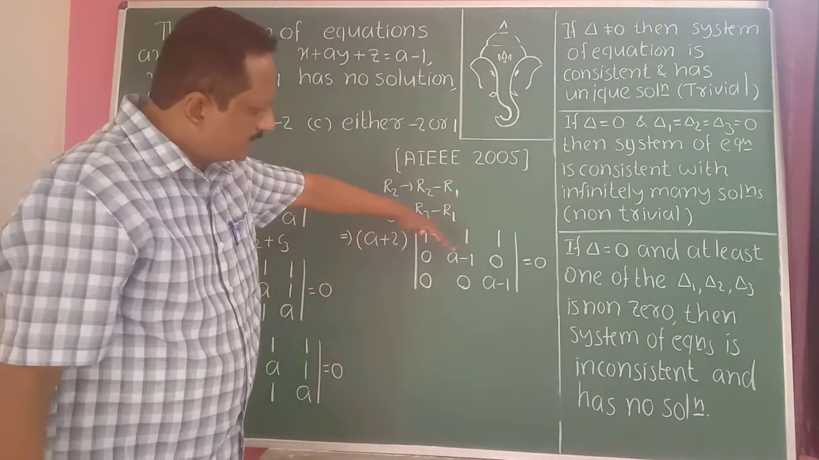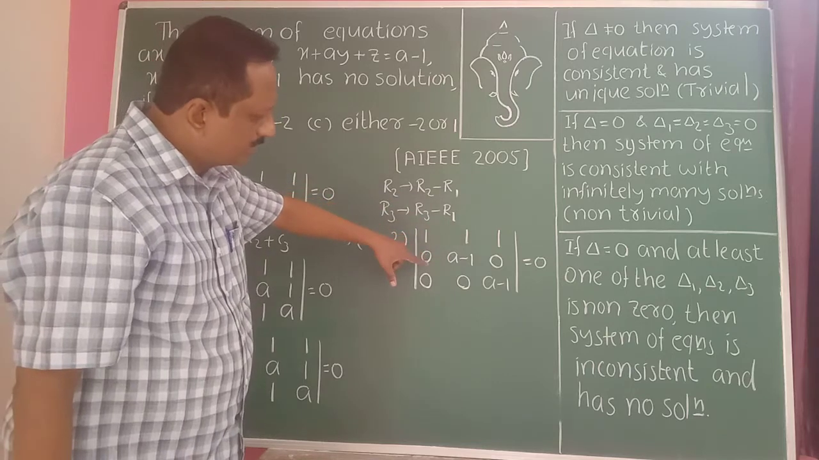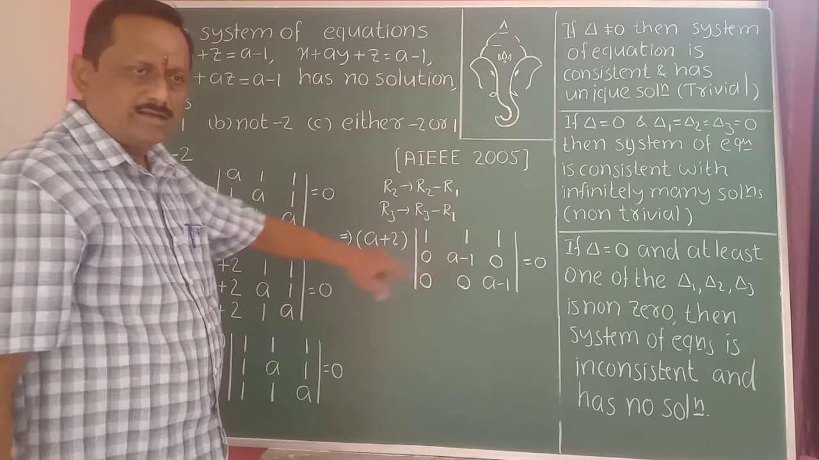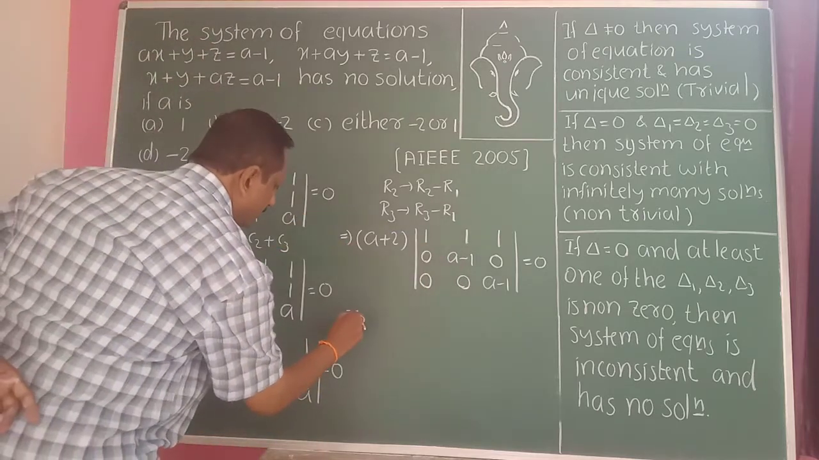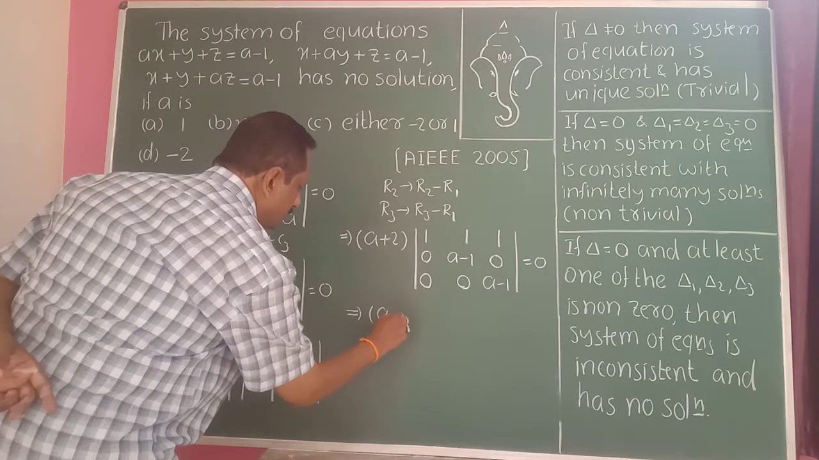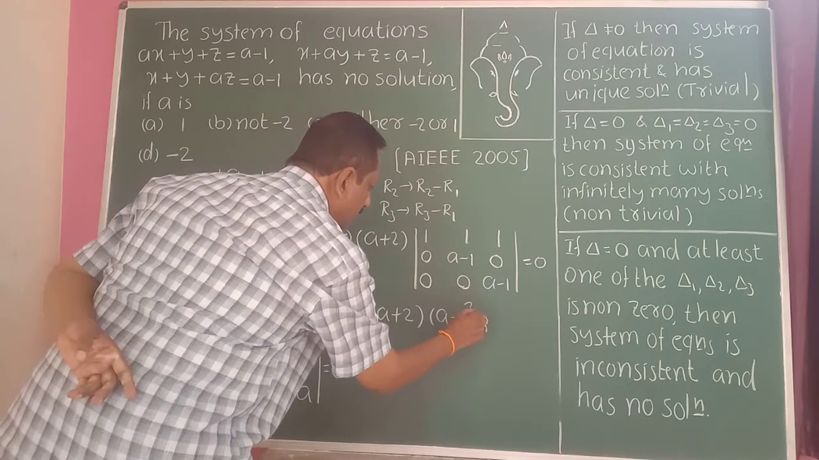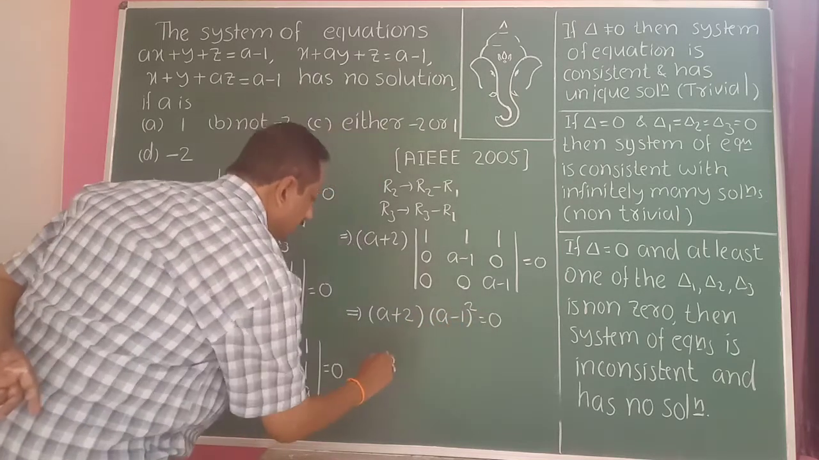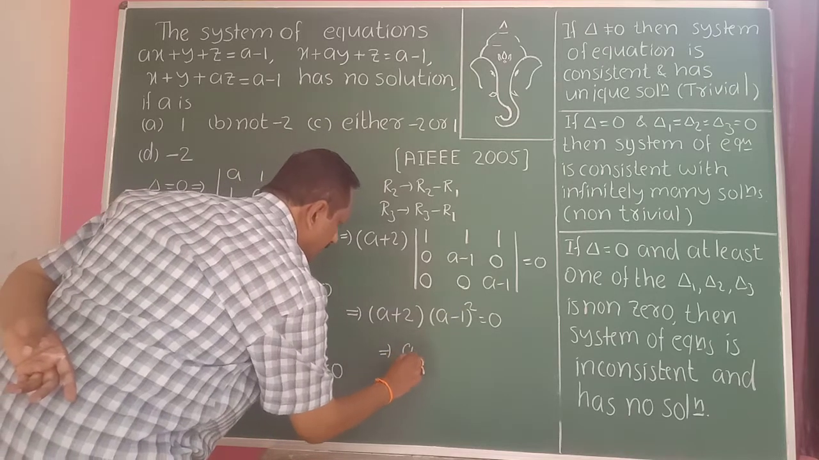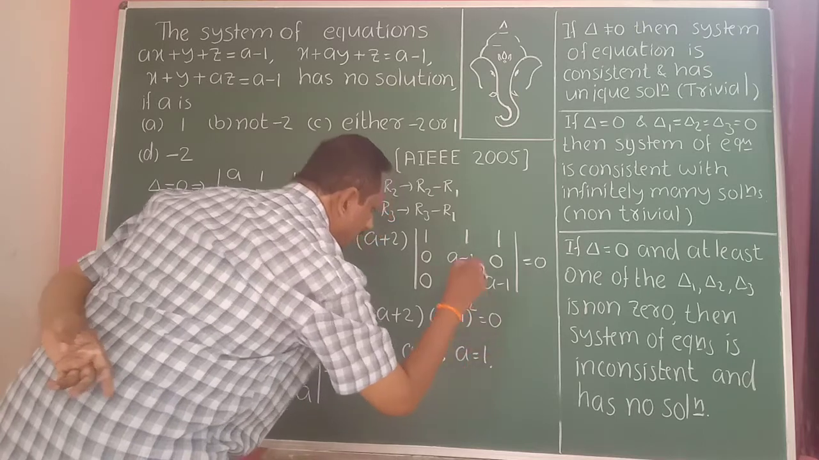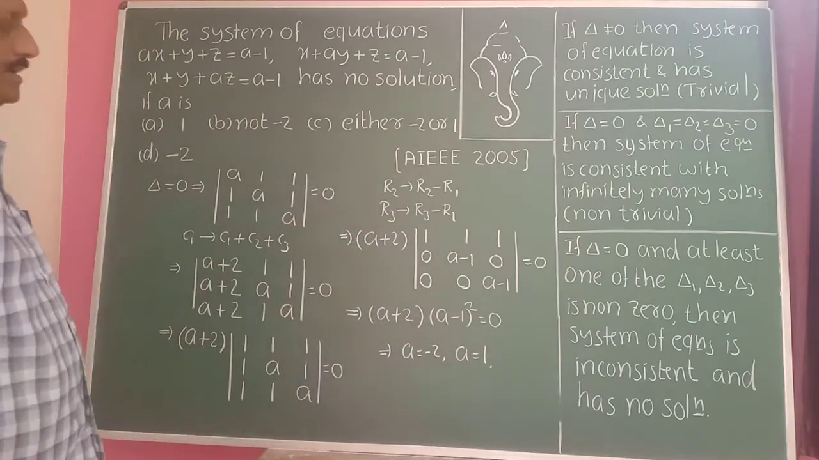Here, one side of the diagonal elements are all zeros, so directly multiply the diagonal elements. Therefore this implies A plus 2 into (A minus 1) whole squared is equal to 0. Therefore A is equal to minus 2 and A is equal to 1.